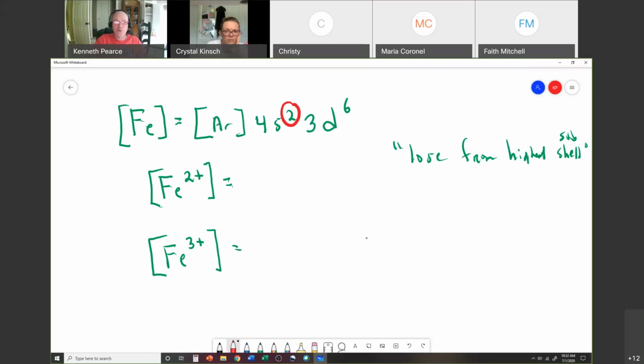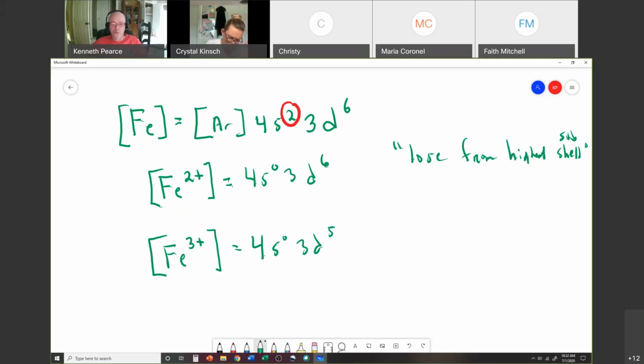Okay, so we will actually lose from that. And so we would actually say 4s1, sorry, there's two of them, so that's 4s0, 3d6. We would actually lose from the S's first. Then we can go ahead and lose from the D's, 4s0, 3d5. So we can do that.